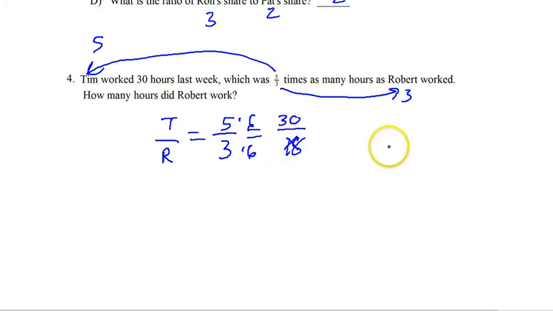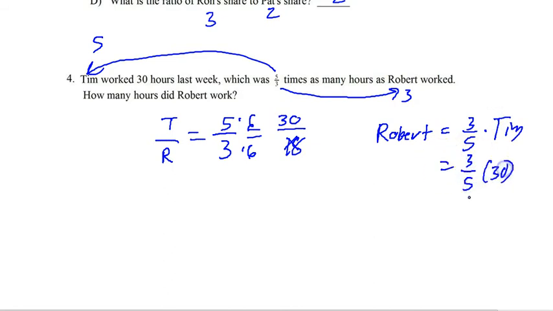Or you could reverse it. We know that Tim did 5/3, so that means Robert did 3/5 of what Tim did. So 3/5 of 30 would be 90 over 5, or you can reduce it and put 18 hours. They all work. You can either use the ratios and treat it as an equivalent fraction, or you can just think about it and say, well, if Tim did 5/3 of Robert, Robert did 3/5 times Tim's. And then you can just multiply it. And that's it. Thank you.